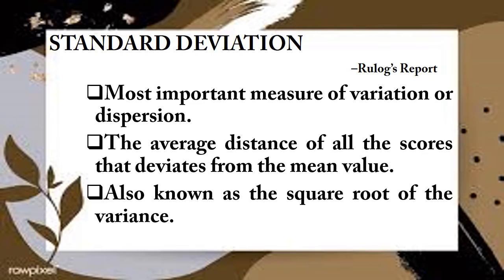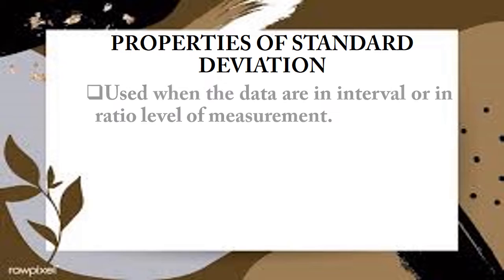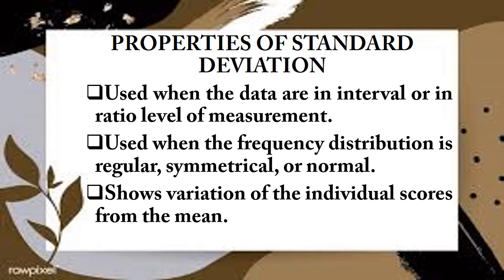So if you want to get the standard deviation, you first need to get the variance. That is how we are going to get the standard deviation. We are going first to the process of variance. Now, the properties of standard deviation.